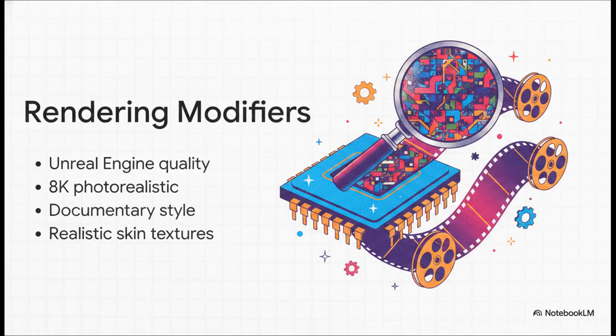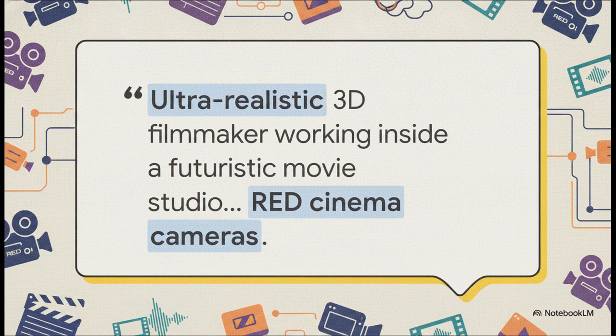Once you have that core scene built, you lock in the final polish with specific rendering modifiers like Unreal Engine quality, 8K photorealistic, documentary style, and realistic skin textures. Specifying realistic skin textures is huge because it prevents that smooth, waxy look that ruins so many AI faces. And adding a genre tag like documentary style helps the AI further refine the grit and realism of the overall color grading. So here is the complete visual prompt in its entirety.